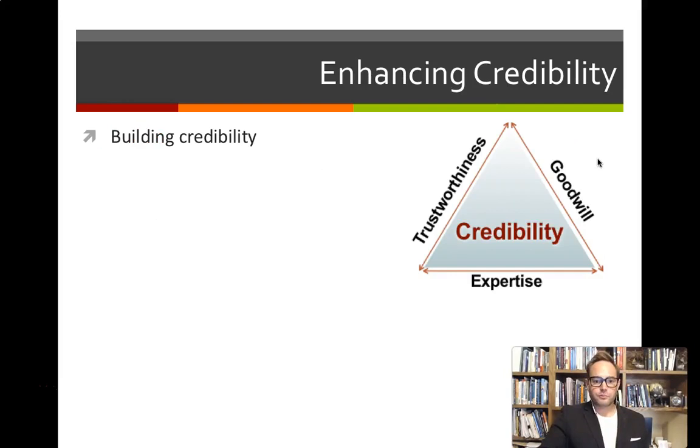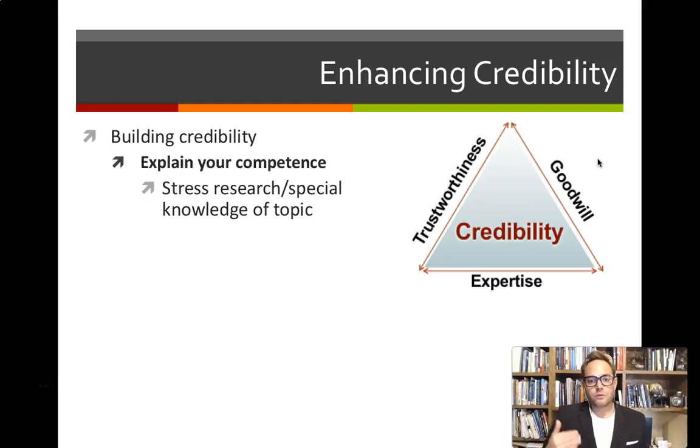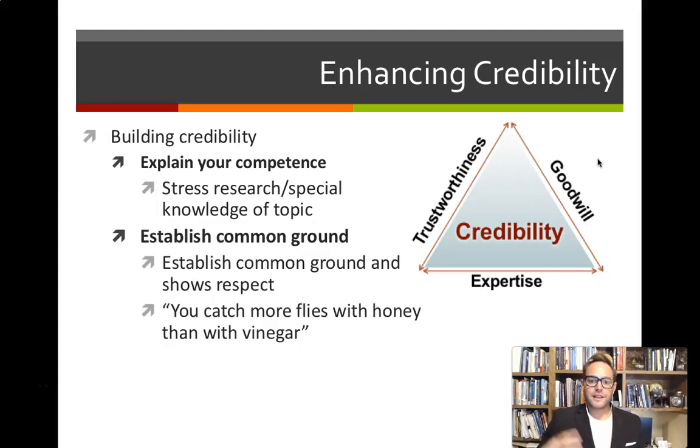So how do we enhance our credibility or build credibility? Well, as we talked about, trustworthiness, expertise, and goodwill towards the audience, all of these things factor into the credibility. So some things that you want to do is first explain your competence. Not everyone in your audience is going to understand the type of experiences or knowledge that you're bringing into the speech. So explain your competence, stress research, stress your special knowledge about a particular topic. Try to weave in narratives or personal examples into your speech that communicates that competence. Try to establish common ground.